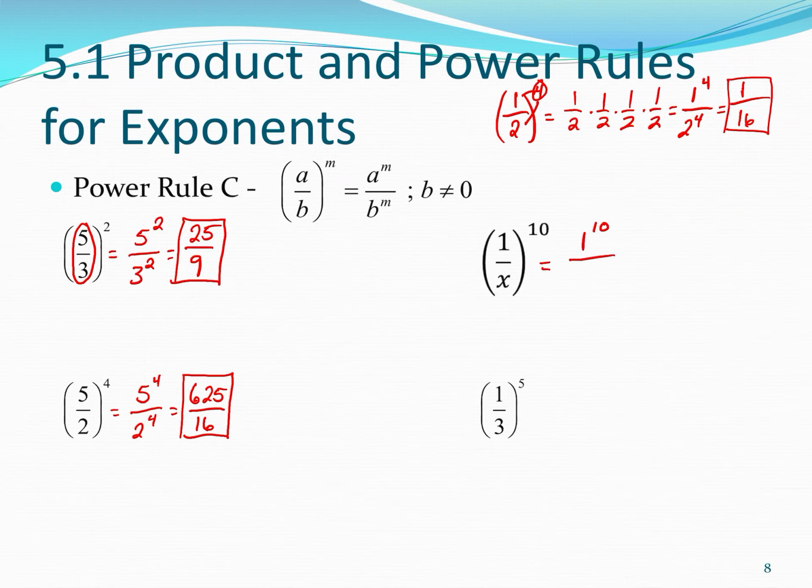Now, look at the next one. We have 1 over x to the 10th power. So again, using this power rule, it says we're going to take 1 to the 10th divided by x to the 10th. And we can simplify that because 1 to the 10th is just 1, so we get 1 over x to the 10th. And so there is our final answer.